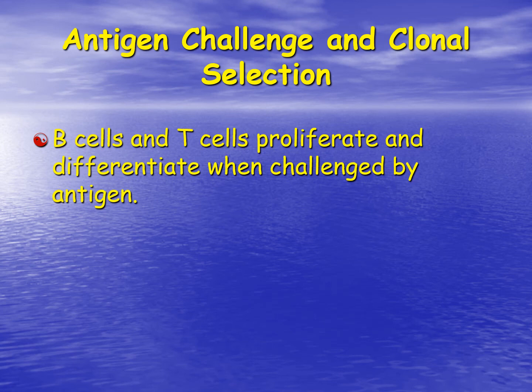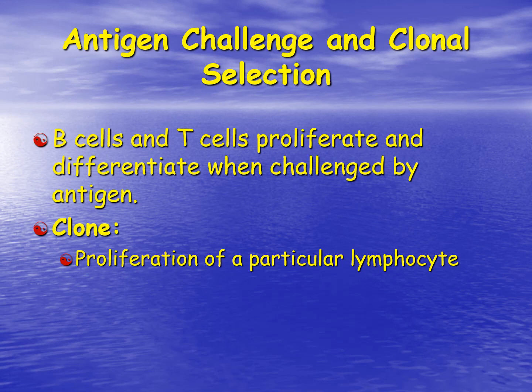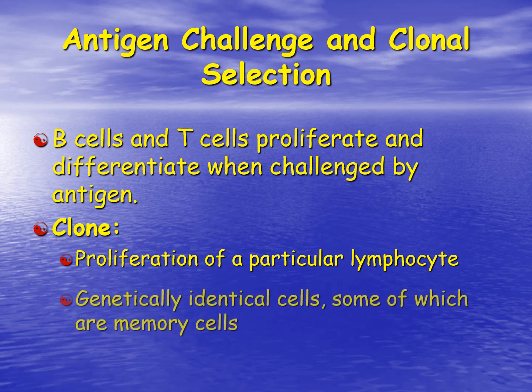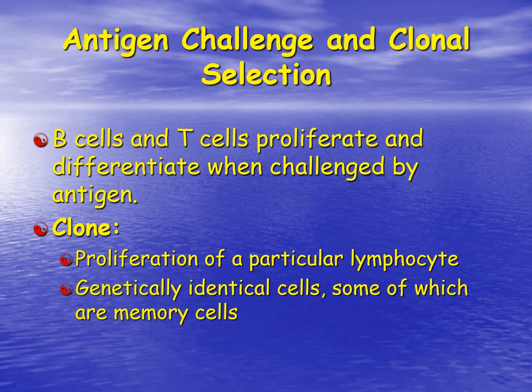B and T cells proliferate and differentiate when challenged by antigen. So once the antigen has been presented to these lymphocytes, they undergo something known as clonal expansion. A clone is simply the proliferation of a particular lymphocyte. In other words, the activated B or T cell that's been challenged by the antigen, that now knows the antigen, will undergo mitosis and produce a huge number of these cells that all know the antigen. These are genetically identical cells, and some of them become memory cells.